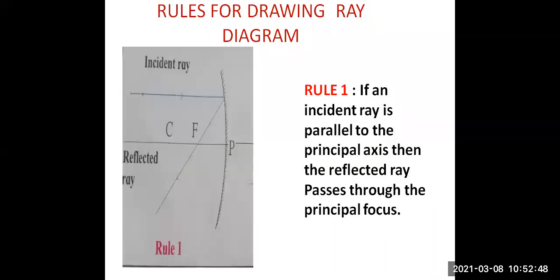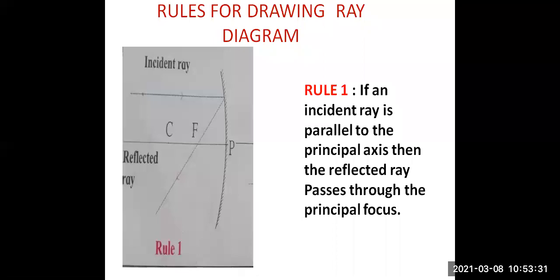Now, by using these three rules, we are going to draw our diagrams for concave and convex mirrors. So the first rule is, if an incident ray is parallel to the principal axis, then the reflected ray passes through the principal focus. While studying a ray diagram, again we are going to find the names for the terms which we have discussed before. You can see capital C, capital F and P written in the diagram. C stands for center of curvature, F stands for focus and P stands for pole.